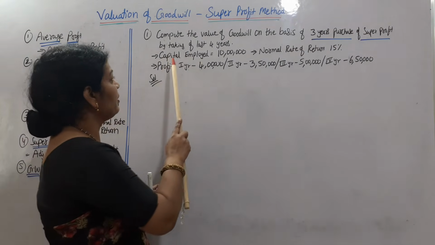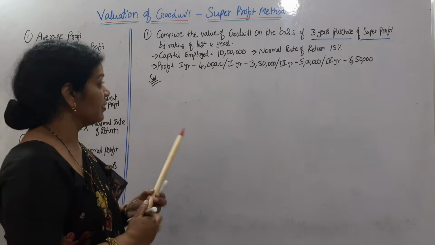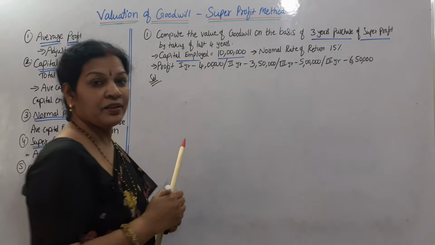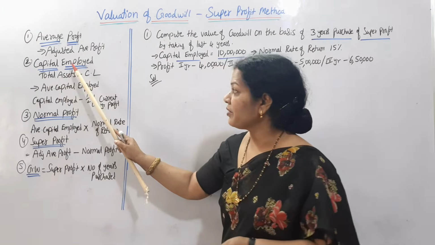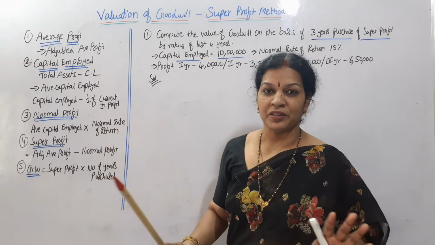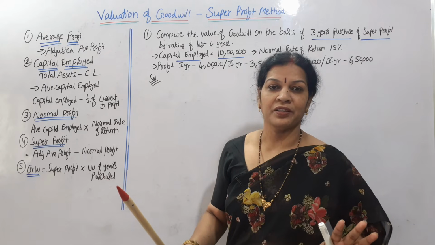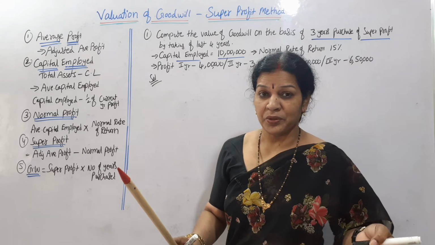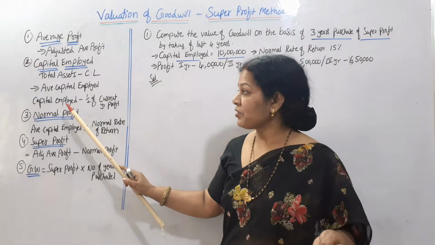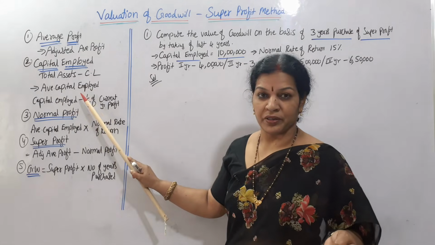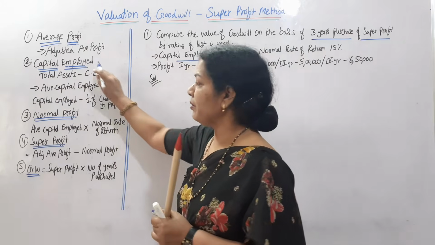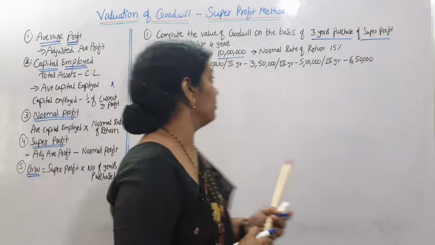What is the information given? Capital employed is 10 lakh. Capital employed is given, which means assets and liabilities are not required. We are not going to calculate capital employed, and we do not even require the average capital employed right now. It is not required because capital employed is directly given.